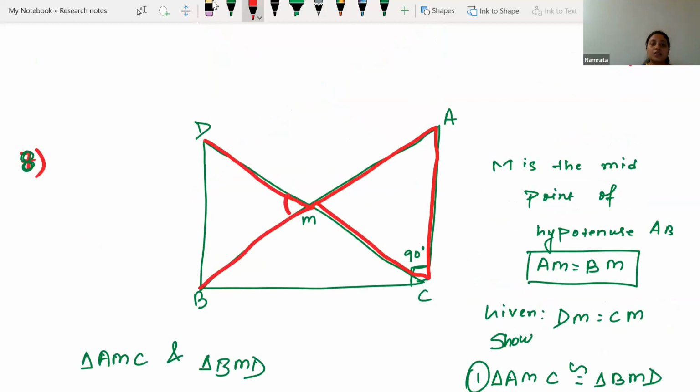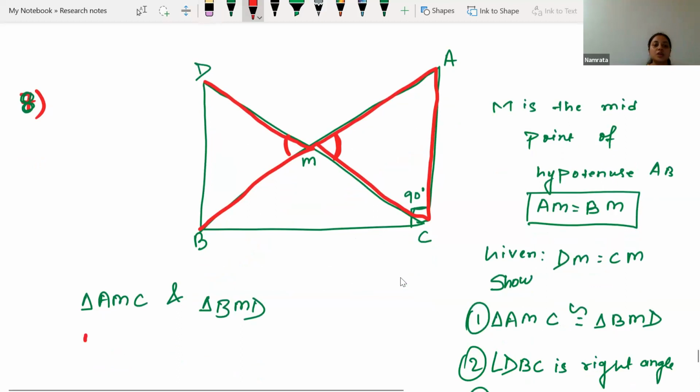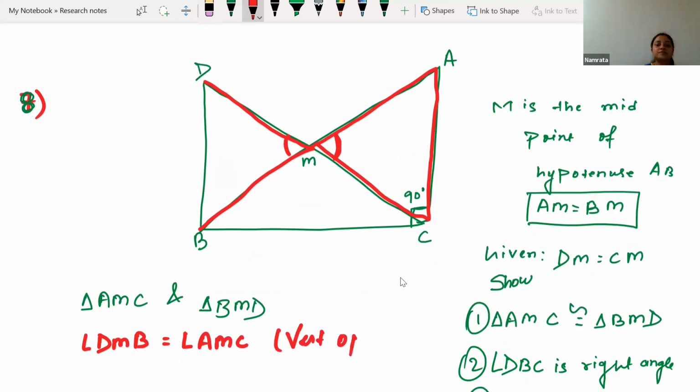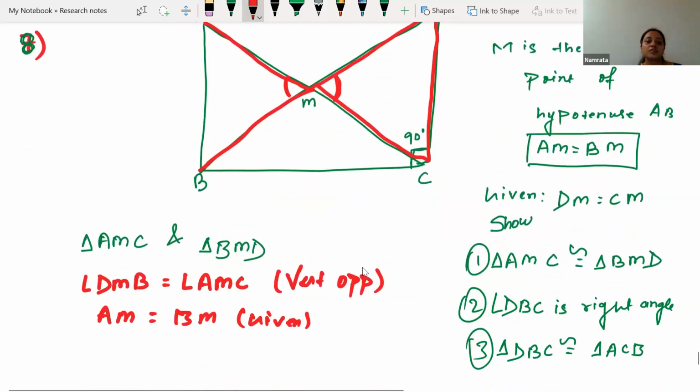Here again, vertically opposite angle. Can you see? Right? What else do we have the same? Whatever you have the same, just list it down. So angle DMB is equal to angle AMC, vertically opposite. What is given? AM is equal to BM is given. And what else is given? DM is equal to CM. Okay. So already 3 pieces of information are given.